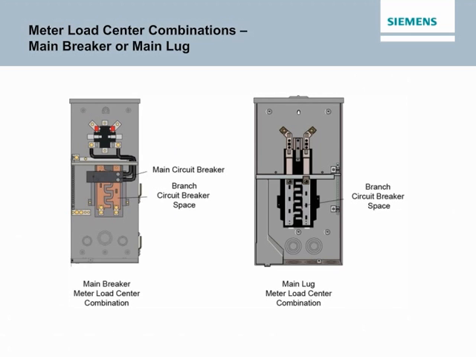Most Siemens meter load center combinations include a main circuit breaker, which serves as both the main service disconnect device and the main circuit protection device. Some meter load center combinations, however, do not include a main breaker and are referred to as main lug only, or more simply, main lug meter load center combinations. Main lug meter combos must still comply with the 6 disconnect rule.